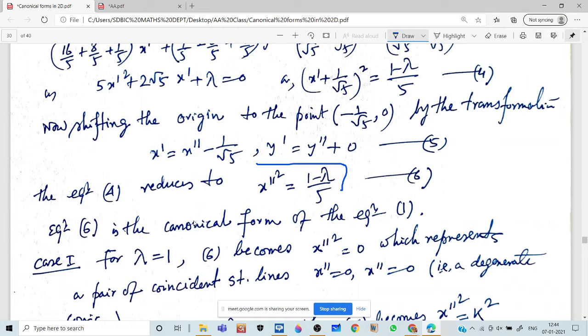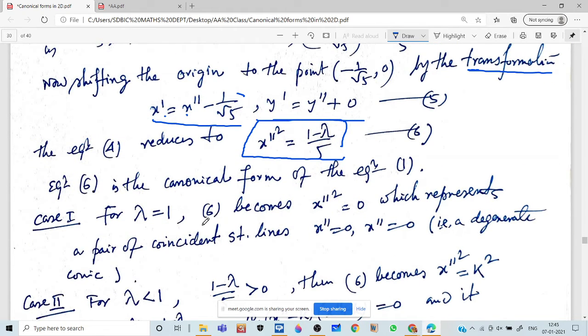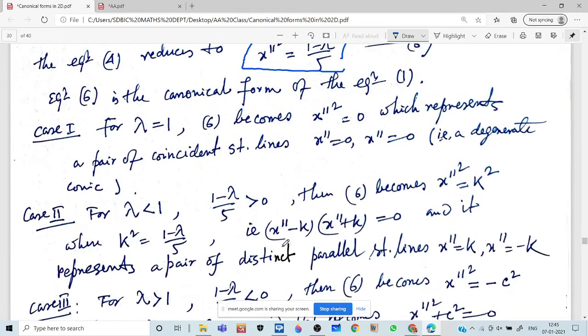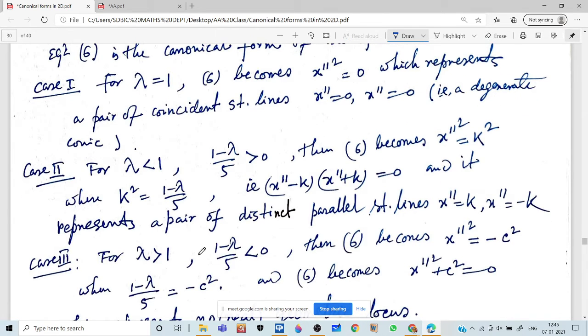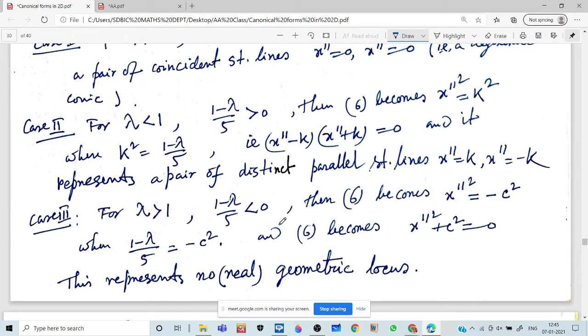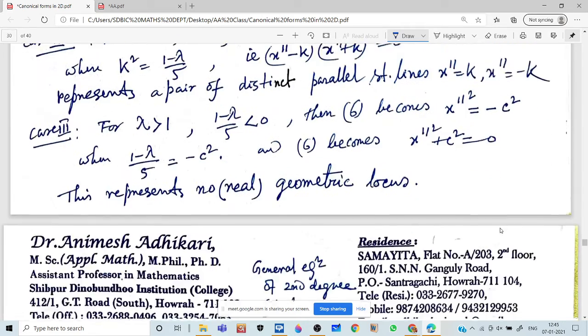So lastly, we first apply the rotation, and next we apply the translation by this translation formula. Here x double dash is this and y double dash is equal to y dash. There are three different cases as before. When lambda is equal to 1, x double dash square is equal to 0, which represents a pair of coincident straight lines. When lambda is less than 1, (1 minus lambda) by 5 is greater than 0, and this represents a pair of distinct parallel straight lines. When lambda is greater than 1, (1 minus lambda) by 5 is negative, so x double dash square plus c square equal to 0 represents no geometric locus.